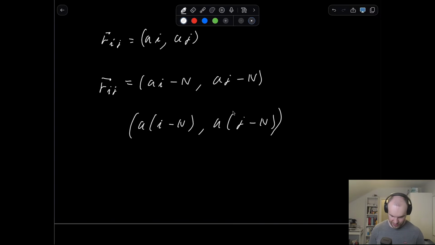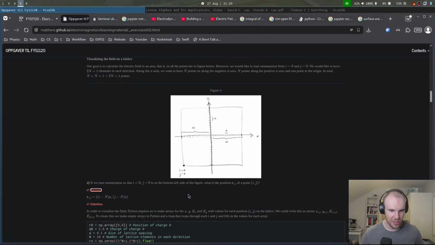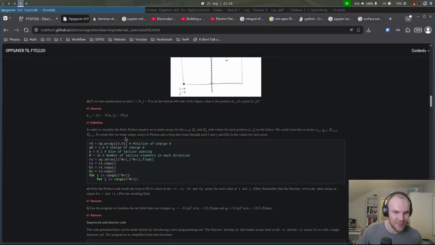Okay, let's try again. If i is equal to n, that's 0. If j is equal to n, that's 0. If they go to 2n, we should be at n. I think that's correct. We are either very close or we are stupid. i minus n, yeah, that's entirely correct. Great. In order to visualize the field, Python does this and that.